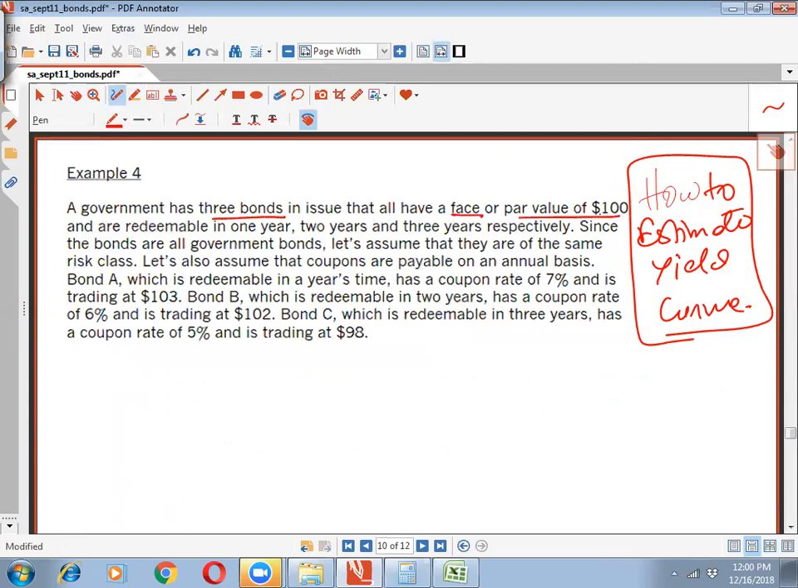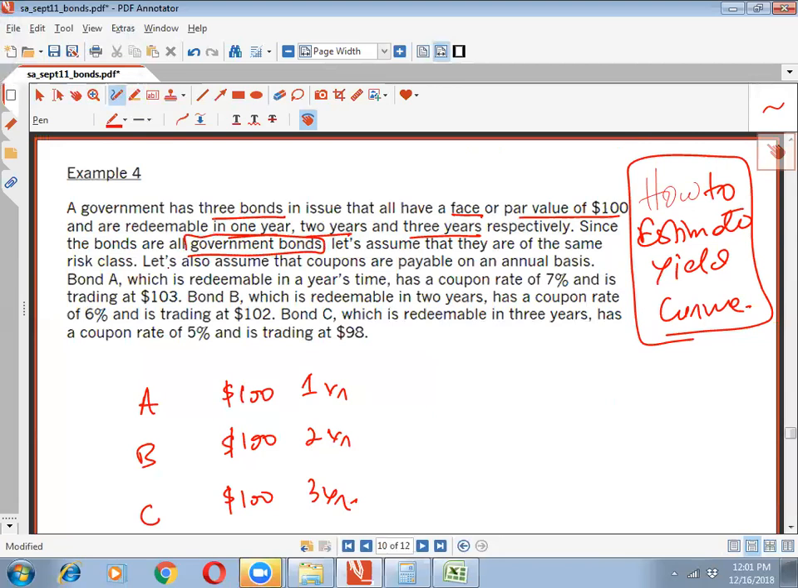that all have a face or par value of $100 and are redeemable in 1 year, 2 years, and 3 years respectively. So there is bond A, bond B, and bond C. All of the bonds have a par value of $100, redeemable in 1 year, 2 years, 3 years. Furthermore, let's assume that all of them are government bonds. If they are all government bonds, that means they are of the same risk class. If I say all of them are bonds of Unilever, that means they are of the same risk class.